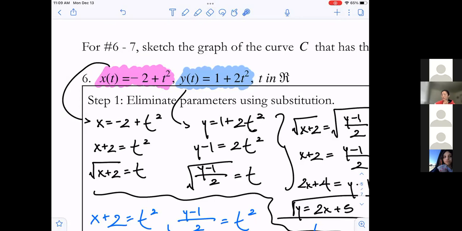What makes you say -2? You're correct. I want to know what makes you say that. Okay. So this t squared is always going to be what value? What kind of value? It's going to be positive, right? So the smallest X can be is if we add nothing to -2, okay?